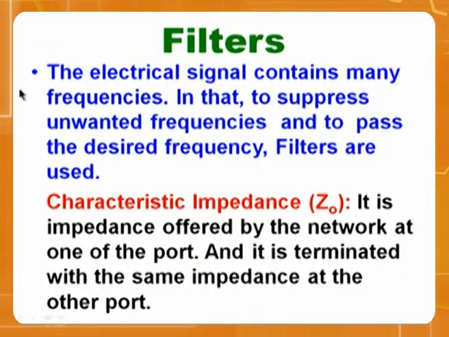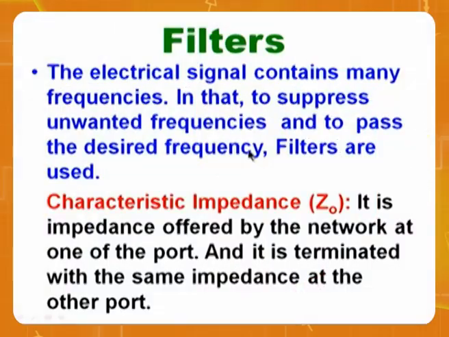First definition: the electrical signal contains many frequencies. To suppress unwanted frequencies and to pass desired frequencies, filters are used. Please remember, signal means more than one frequency. By the characteristics of a signal, it has to have more frequencies. So when there are more frequencies, some of them have to be allowed, some of them have to be suppressed. That is the purpose of the filter.